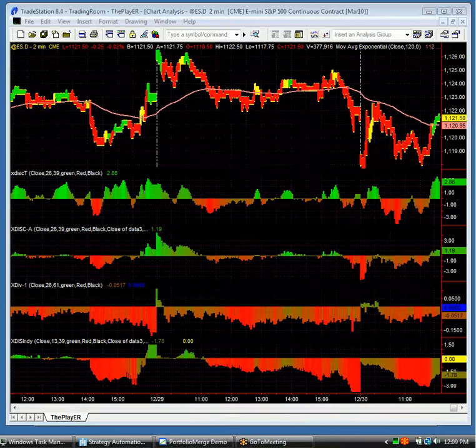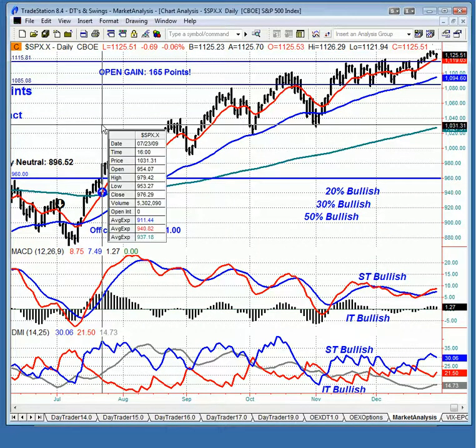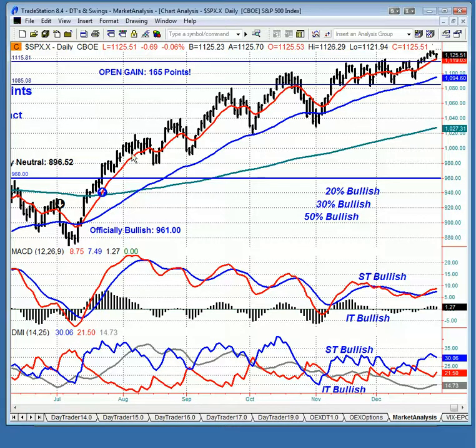And that, of course, will be right here. Now, of course, this is the S&P 500 cash market. We've remained bullish since 961 on this day right here, the 23rd of July of '09. So for about 5 months now or so, we've been bullish on the market, and that's produced another discretionary gain. This is our official market timing bias of 165 S&P points.